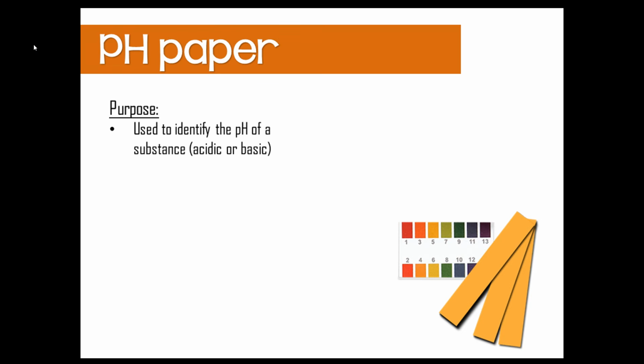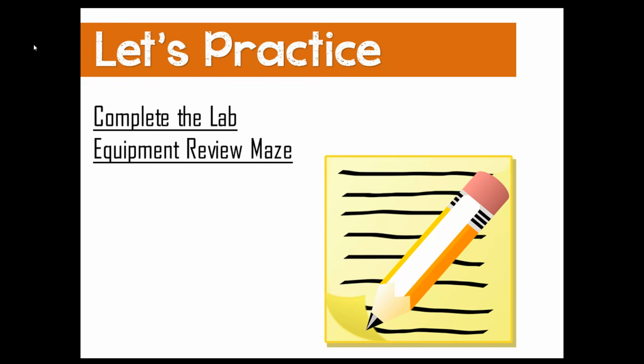This year, we're going to talk about the pH of solutions. So we will use pH paper, which is like an indicator that lets us know if we have an acid or a base or if our solution is neutral. So pH paper is going to help us do that.